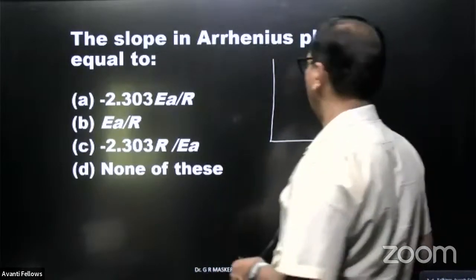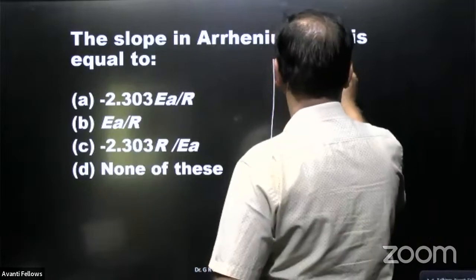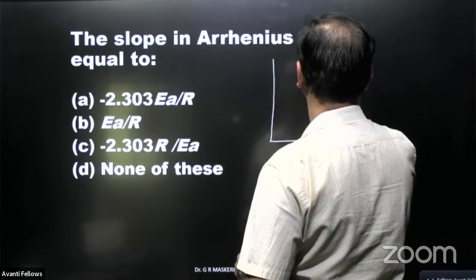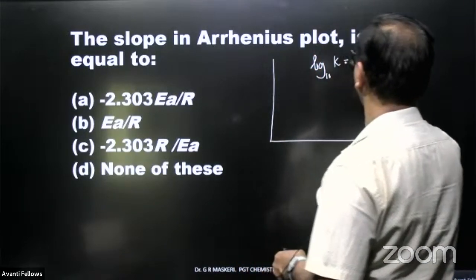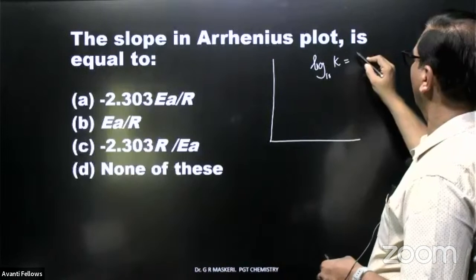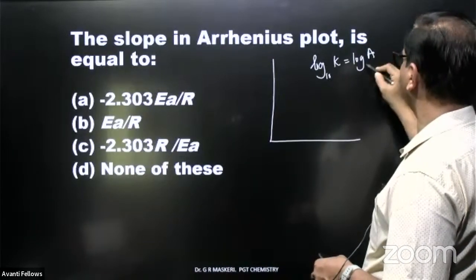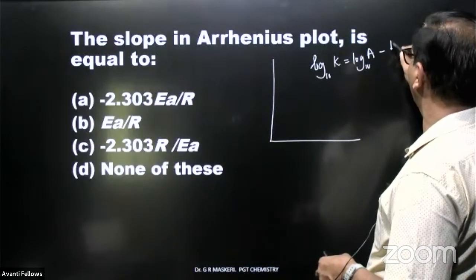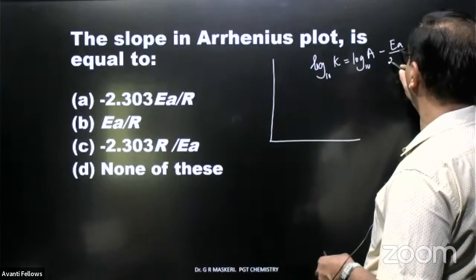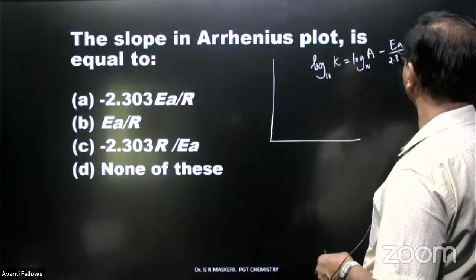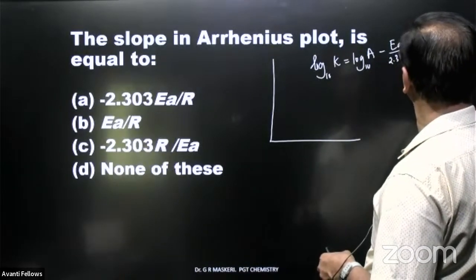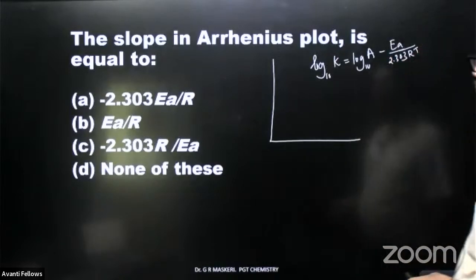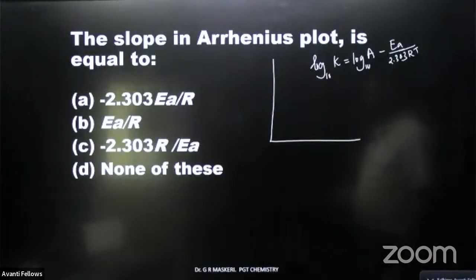Plot of this. Okay. The expression I will write here: log of k to the base 10 is equal to log of A to the base 10 minus EA by 2.303 RT. This was the expression when we took the logarithmic expression.